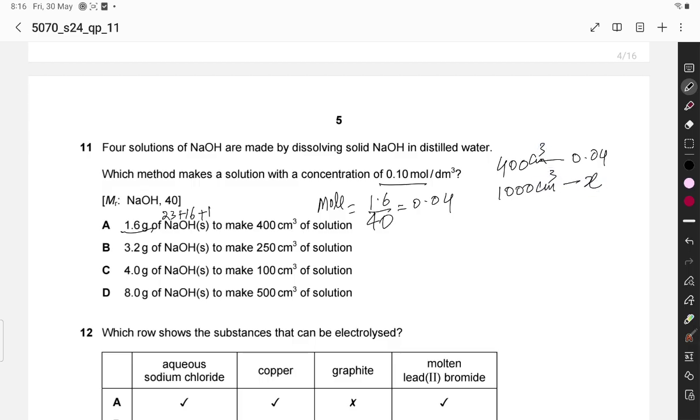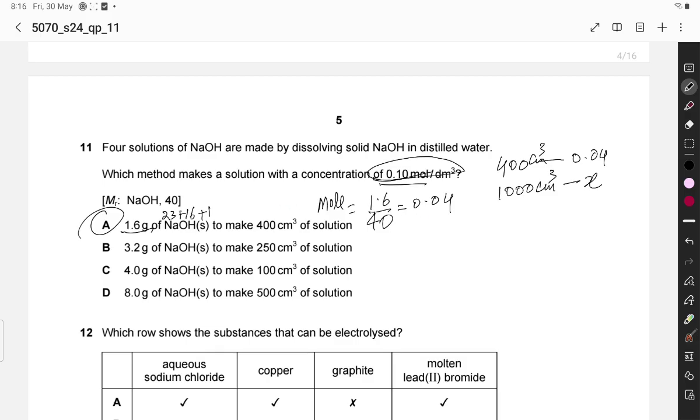Ratio x into 1000 is equal to divided by 400 into 0.1. So this is 0.1 mole per dm cube. A option is the correct option.